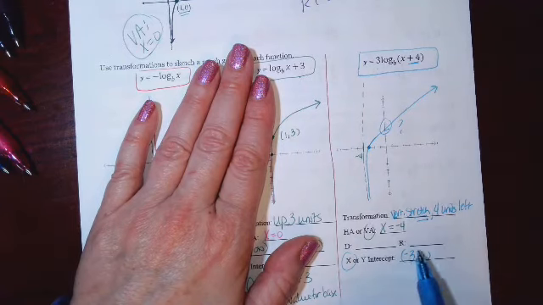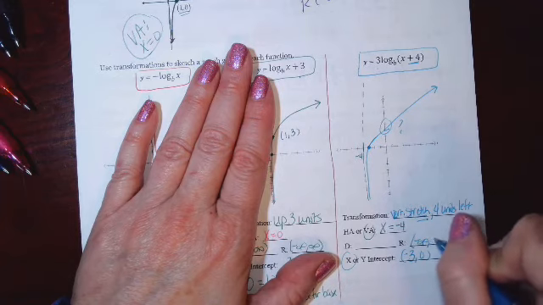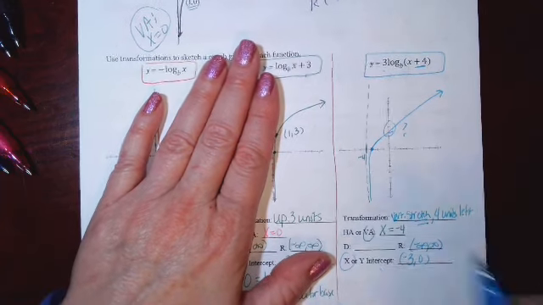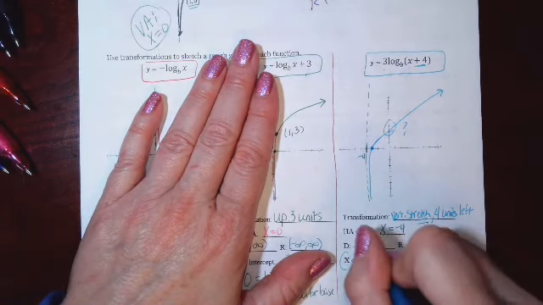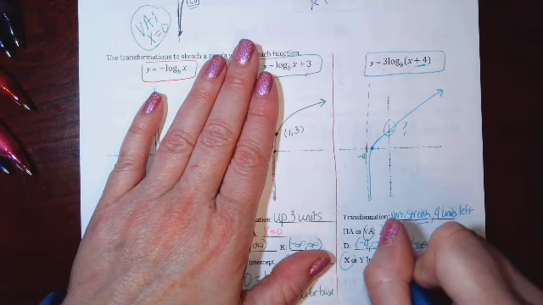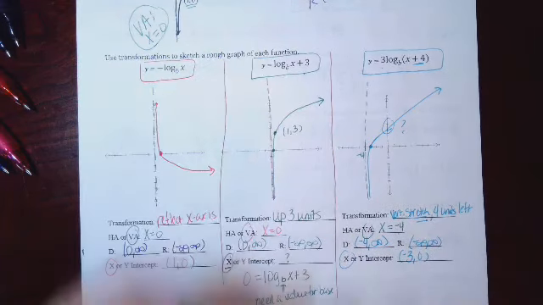Now, range, all real numbers, doesn't change. Domain, however, is limited by that vertical asymptote. My vertical asymptote now is at negative 4. So the domain of my function is from negative 4 to infinity.